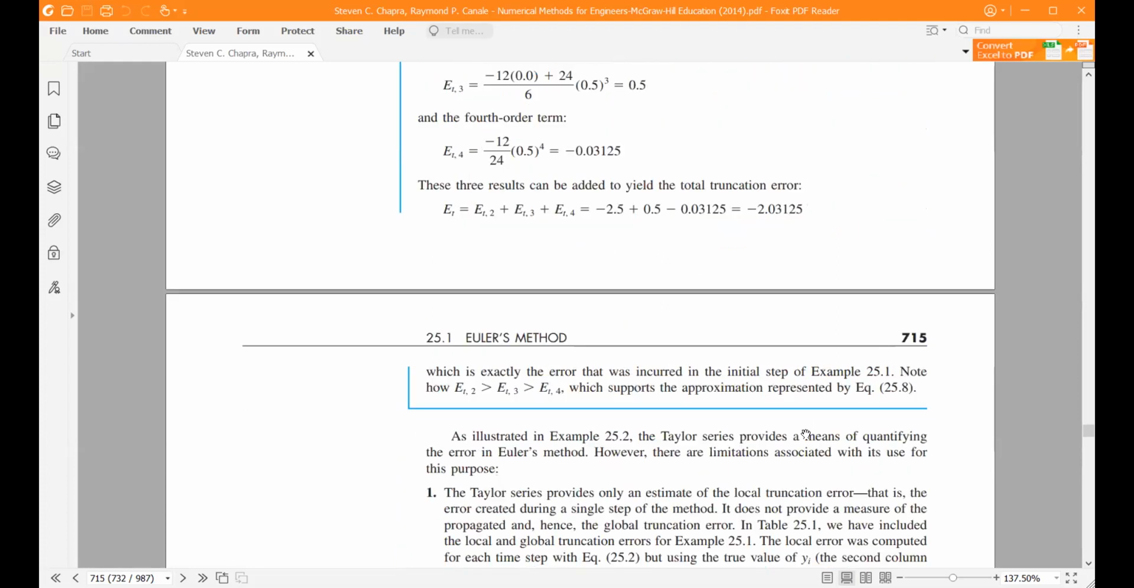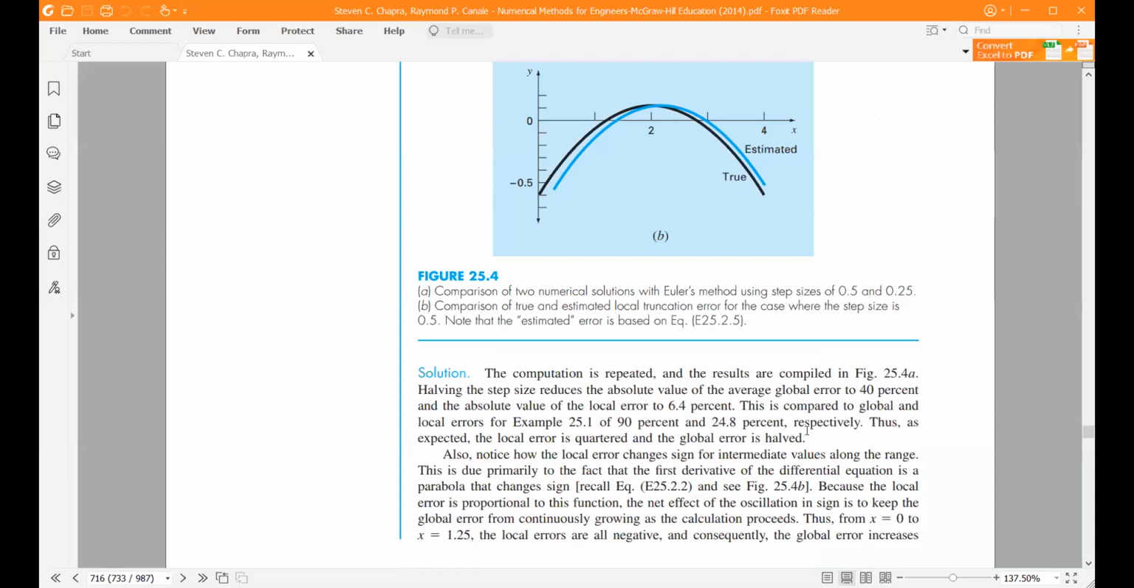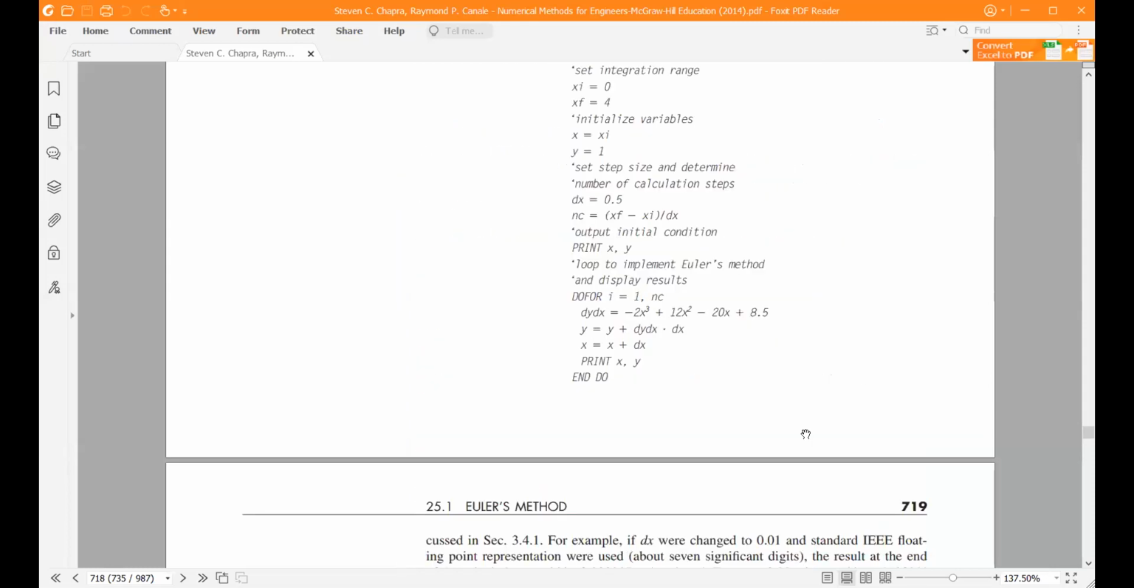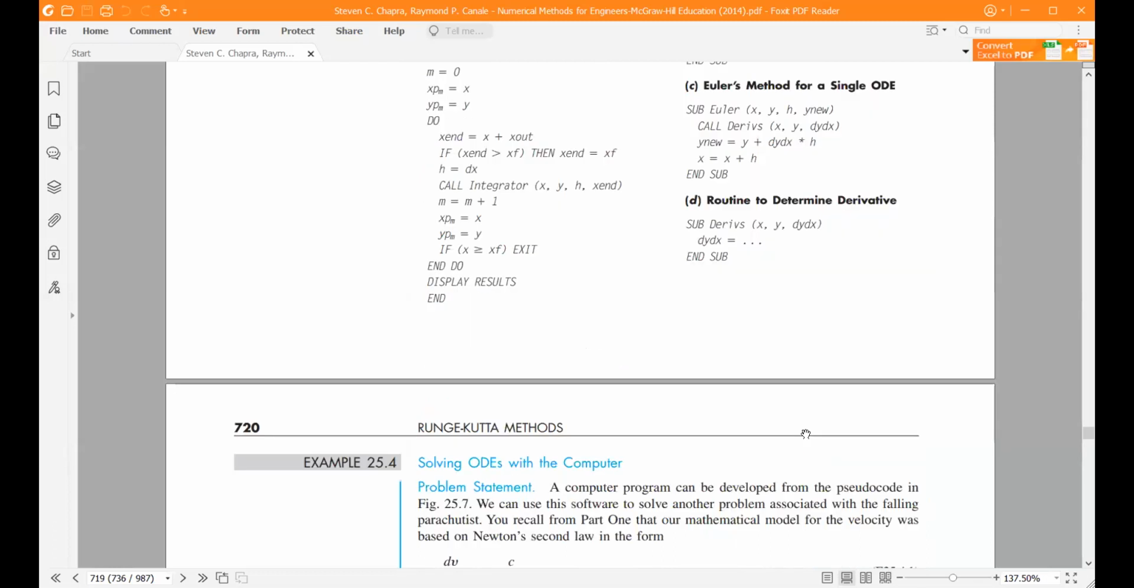Now, if we want to go to the modification, all the algorithms are there. If you want to program it, program it. Some examples are there. Those examples are of mechanical type.